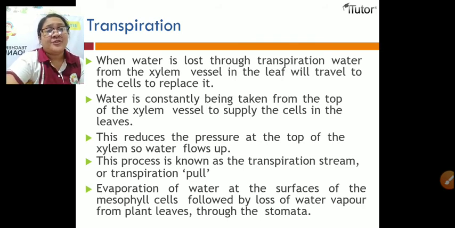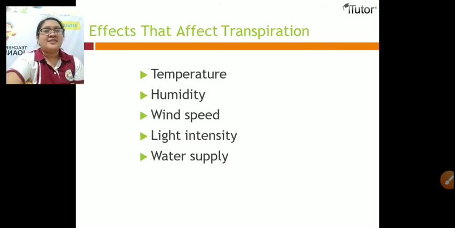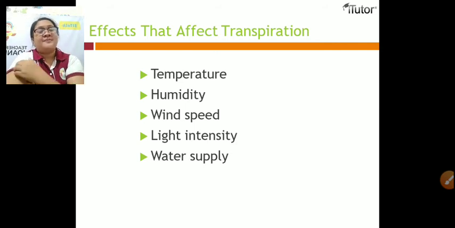So evaporation of water at the surfaces of the mesophyll cells is followed by loss of water vapor from the plant's leaves through the stomata. Okay, let's move. These are the factors that affect transpiration. We have the temperature. If it is very hot, transpiration is very high, while if it is very cold, of course there is a slowing of transpiration. Then humidity, wind speed, light intensity, and of course the amount of water supply.